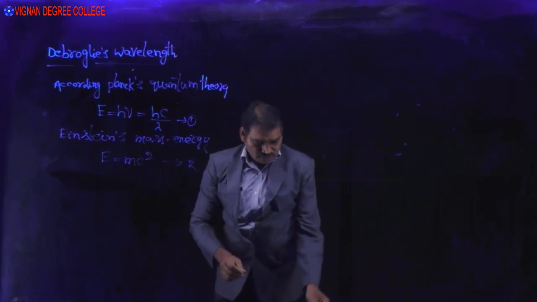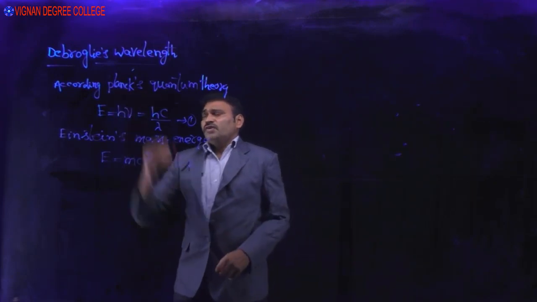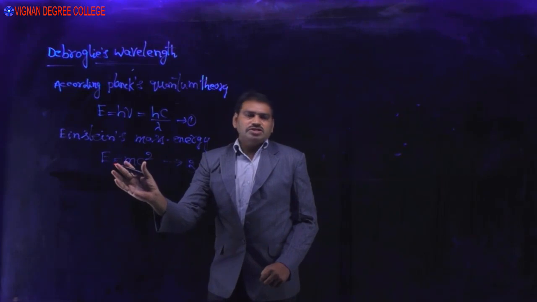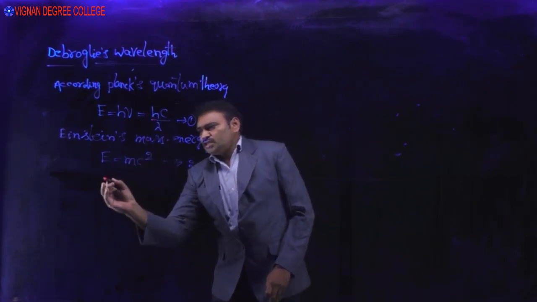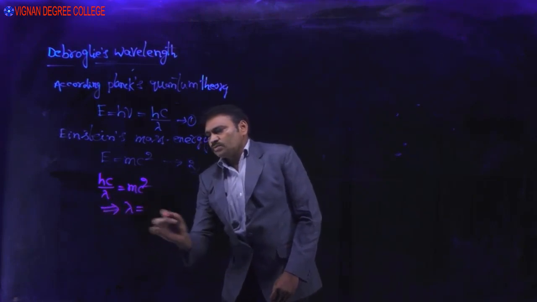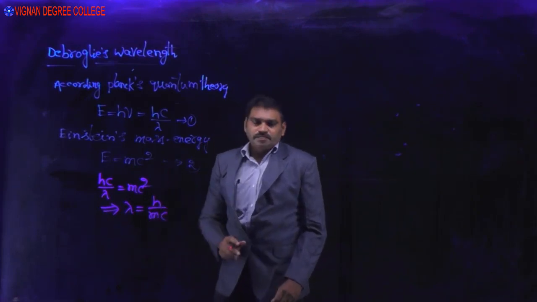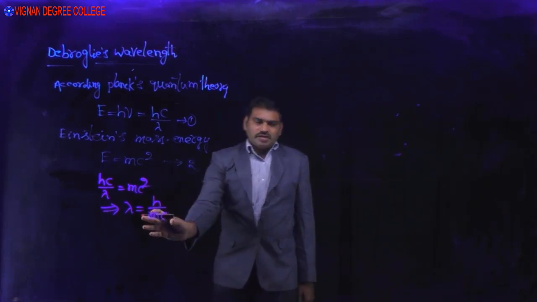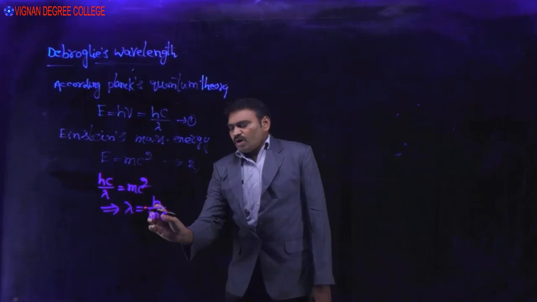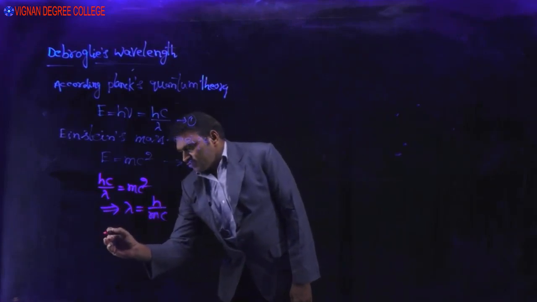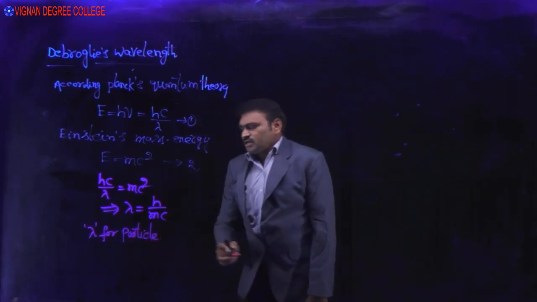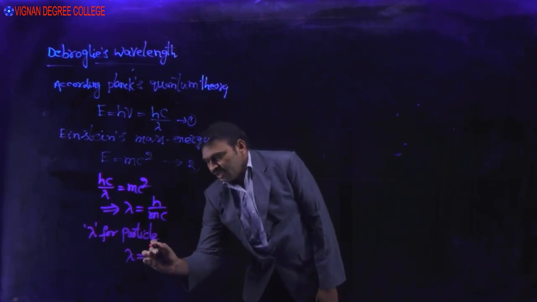From these two equations we can derive the wavelength for de Broglie waves or matter waves. First equation, E is equal to h nu, that is equal to hc by lambda, and another equation, E is equal to mc square. Equating these two, hc by lambda is equal to mc square. From this, lambda is equal to h by mc. Here mc is the momentum of the photon. Suppose we consider a particle of mass m and velocity v, then its momentum is mv. The de Broglie wavelength for the particle is lambda is equal to h by mv.